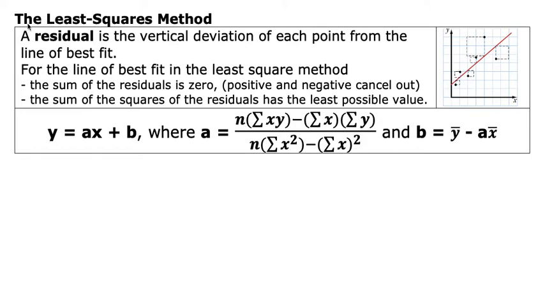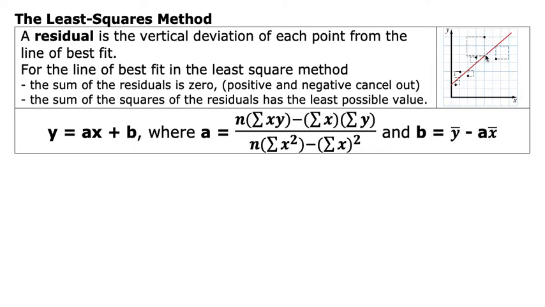Okay, so at this point we have drawn lines of best fit by hand, but to truly have the line of best fit, we need to apply the least squares method. So first we need to define the residual. A residual is the vertical deviation of each point from the line of best fit. So this is your y estimate from the line of best fit, and these are the data points. The vertical displacement is this side here.